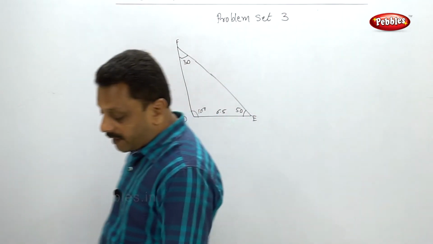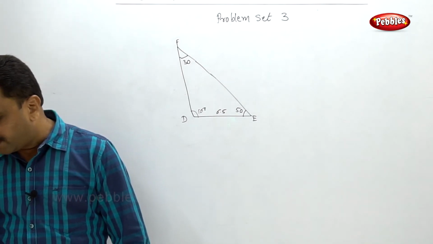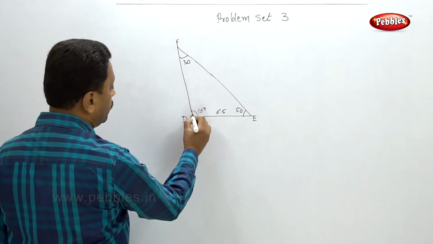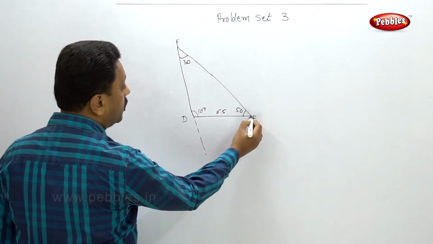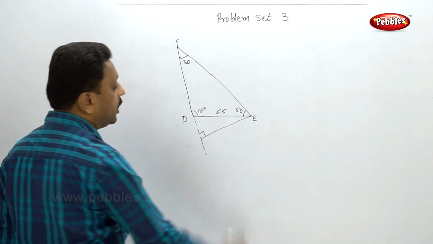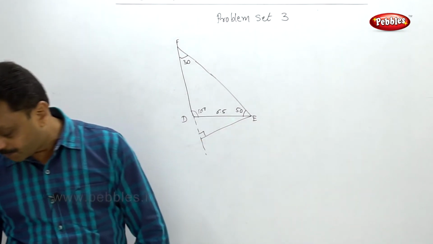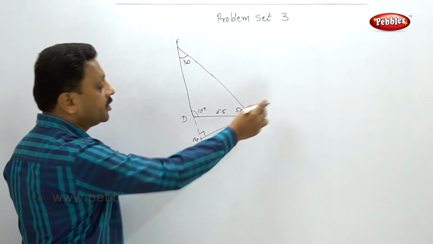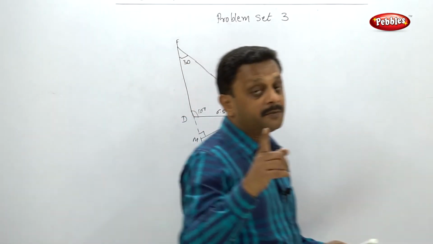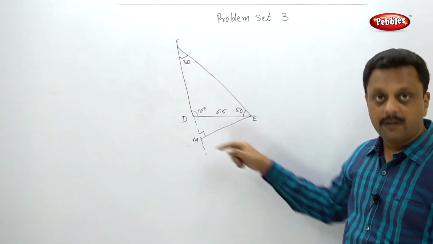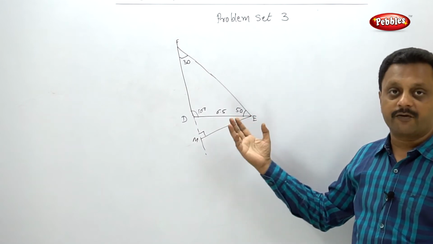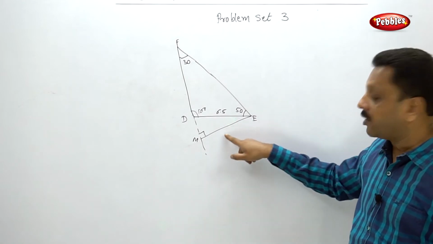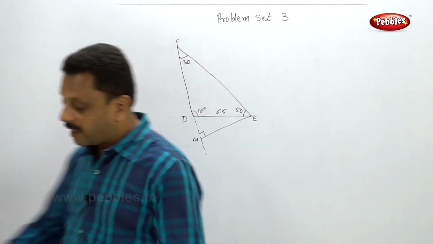Then they ask to draw EM perpendicular to DF. You have to extend DF and draw EM perpendicular to it, and measure the length of segment EM. So measure EM. Here the answer is the measurement of EM. Of course the figure is important, drawing the figure. At least half of the marks go to the figure, but measuring this side is also important. So measure and write down the size of that side.